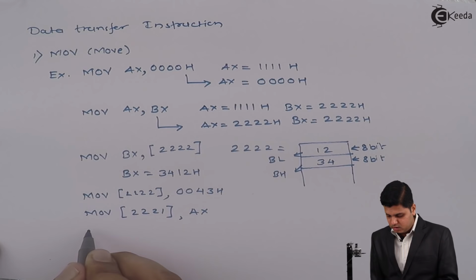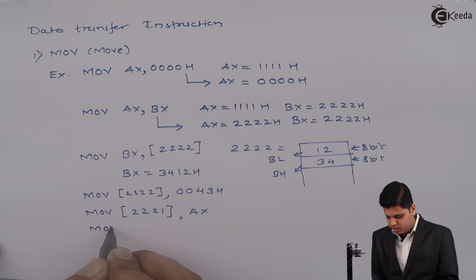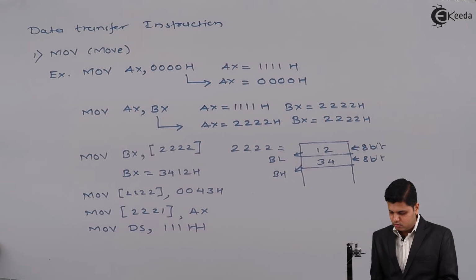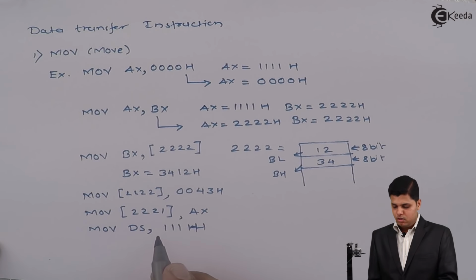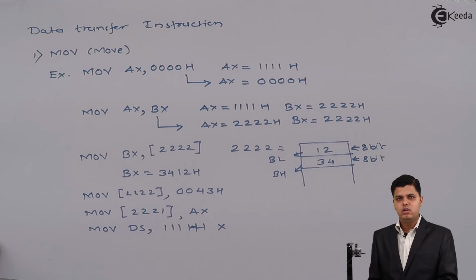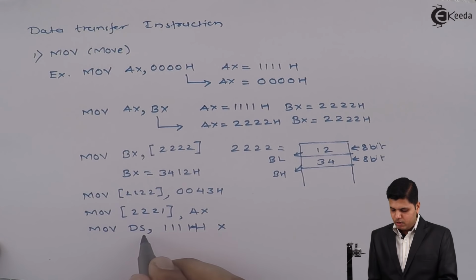Now the special thing we have to see over here is we cannot write move DS comma 1111H, where we are signifying some data to the segment register. Now this register is not available for the immediate addressing.